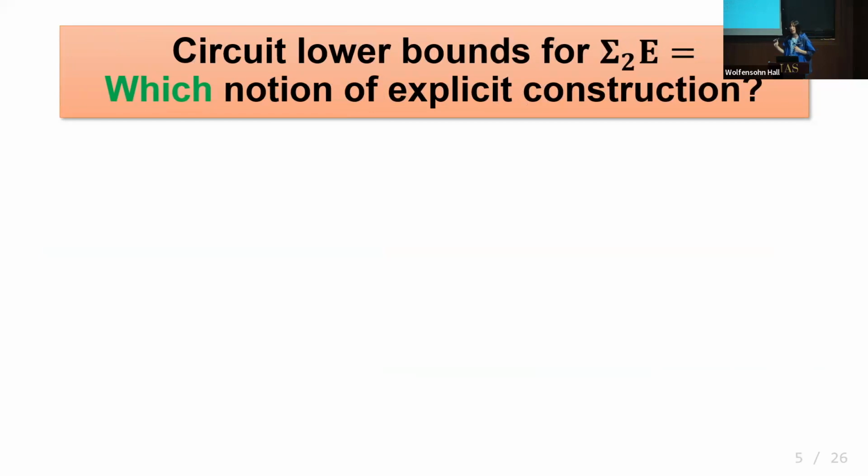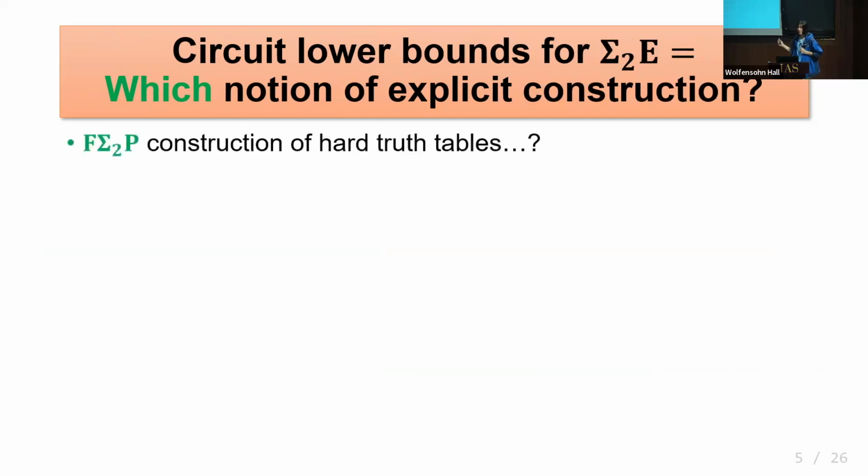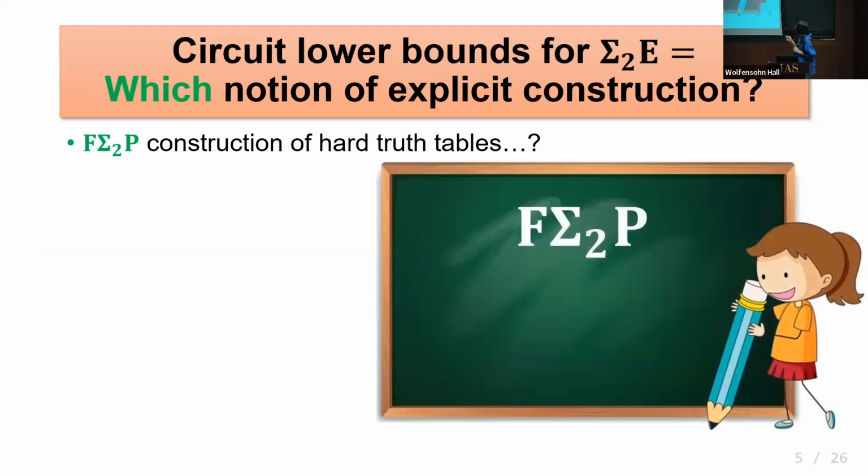The next topic I want to discuss is, suppose we want to prove circuit bounds, but only for some strange looking class like Sigma 2 E. So what kind of even more strange looking explicit construction notion will it correspond to? A naive answer is so-called FΣ2P construction, where the F in FΣ2P means functional. So the function you compute will have multiple output bits, not just a single output bit.